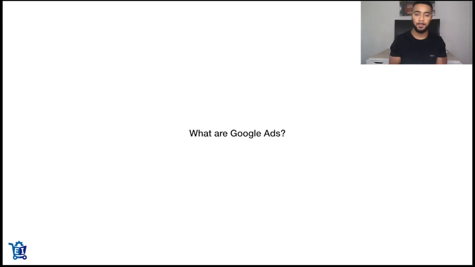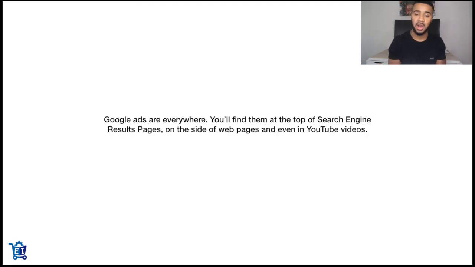So but what are Google Ads? Some of you guys may be asking, because there are a few different types of Google Ads, and it's important to understand which ones are which, which ones you should utilize, and what they do and how they work. So Google Ads are everywhere. You'll find them at the top of search engine results pages, on the side of web pages, and even in YouTube videos. So obviously, if you Google a specific term that is relevant, you're probably going to see that there are ads being run for that term.